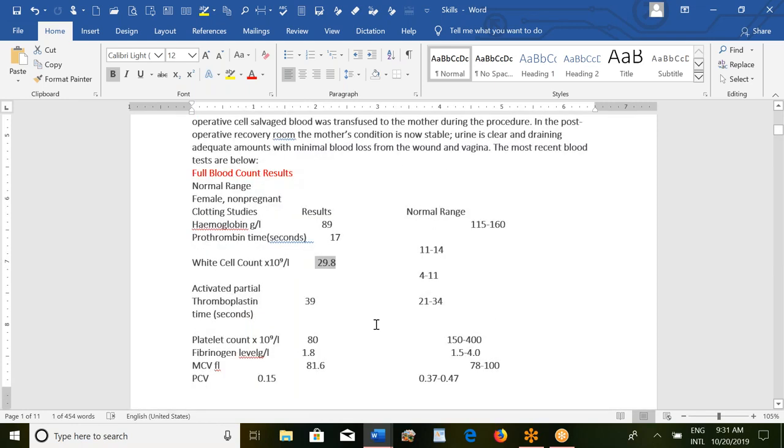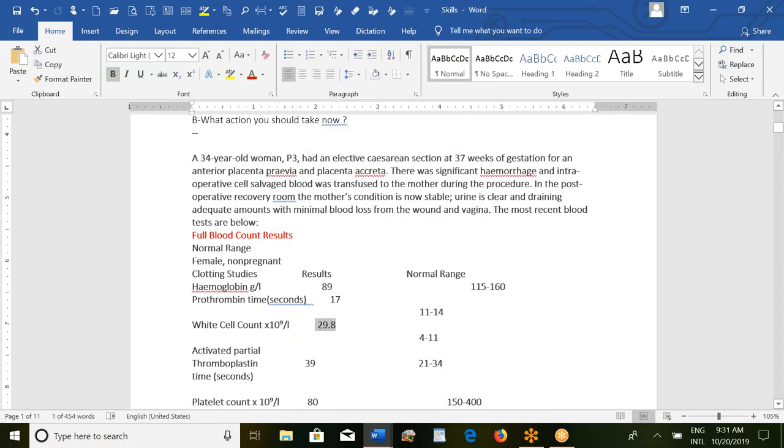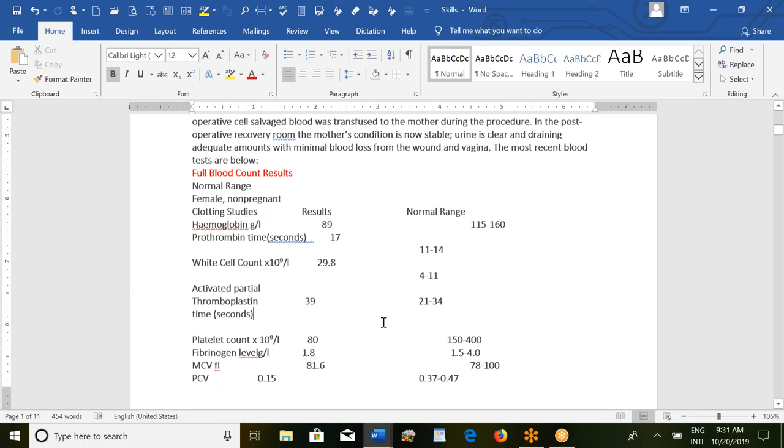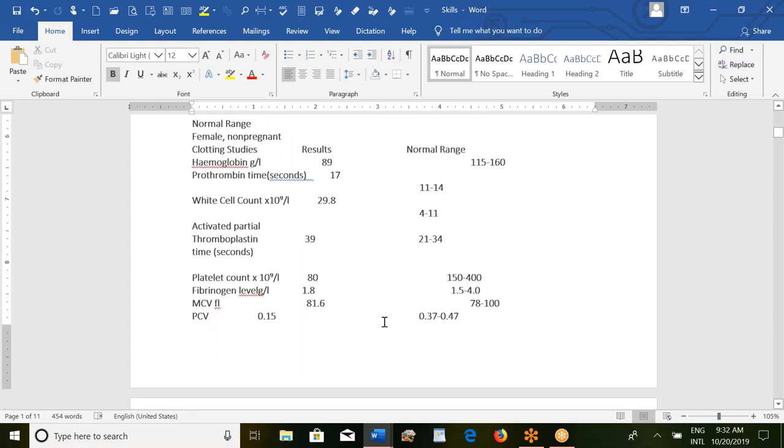So you think we need to give her anything? Urine is clear, draining equally, minimal blood loss. Most recent blood test: we need to build up her hemoglobin, but it is not very low, on the lower side, so maybe oral iron therapy. I would like to know her vital signs, temperature and pulse as well, to rule out infection, because the WBC counts are on the higher side. Her PT and APTT are raised, and she has a minimal trickling of blood, so the patient could be in DIC.